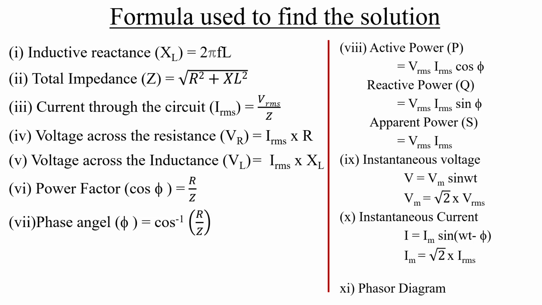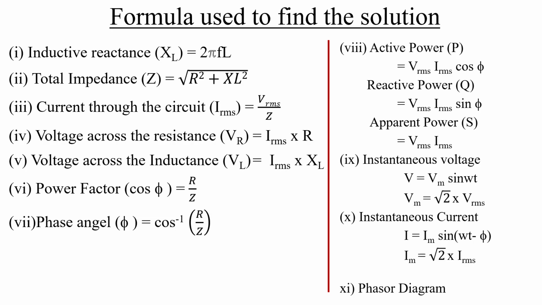Next, the power: active power, reactive power and apparent power. Active power equal to Vrms Irms cos phi. Reactive power Vrms Irms sin phi. Apparent power Vrms Irms. Then instantaneous voltage v equal to Vm sin omega t. So Vm is nothing but root 2 Vrms.